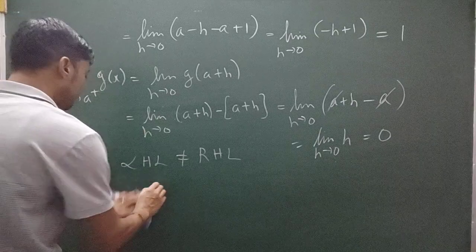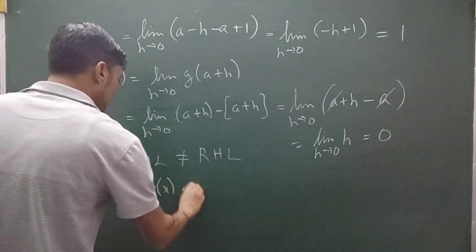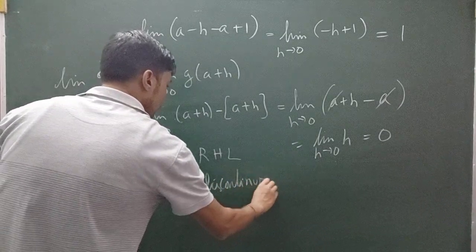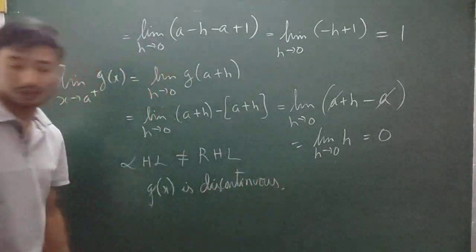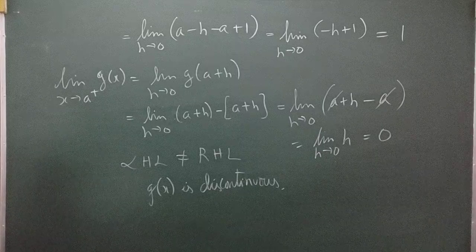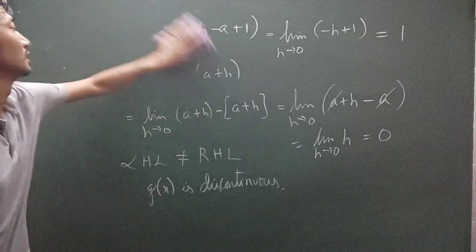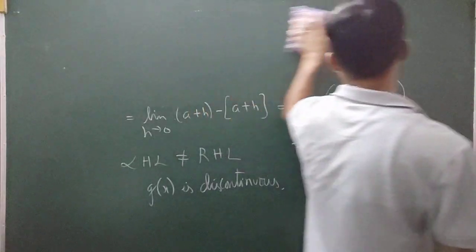So therefore, g of x is discontinuous. Okay, got it? Alright, done? Fine. You can pause the video and write down also.